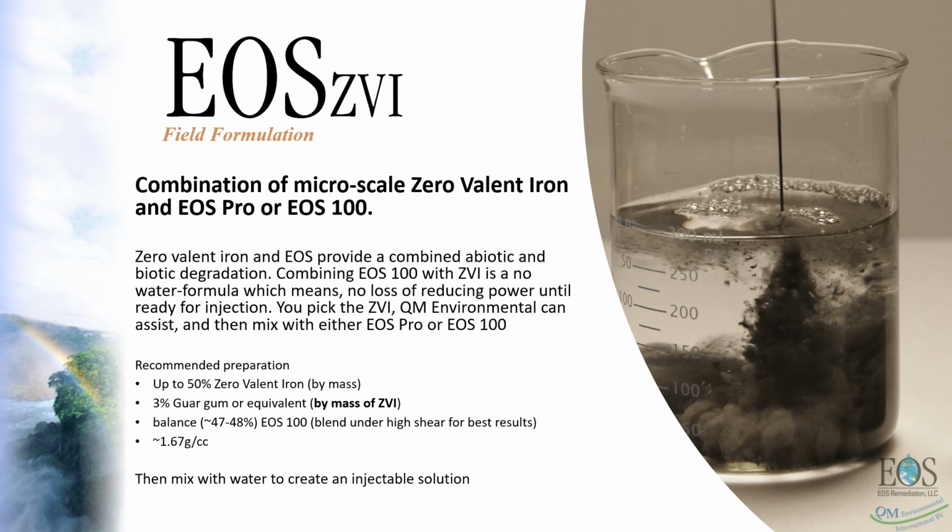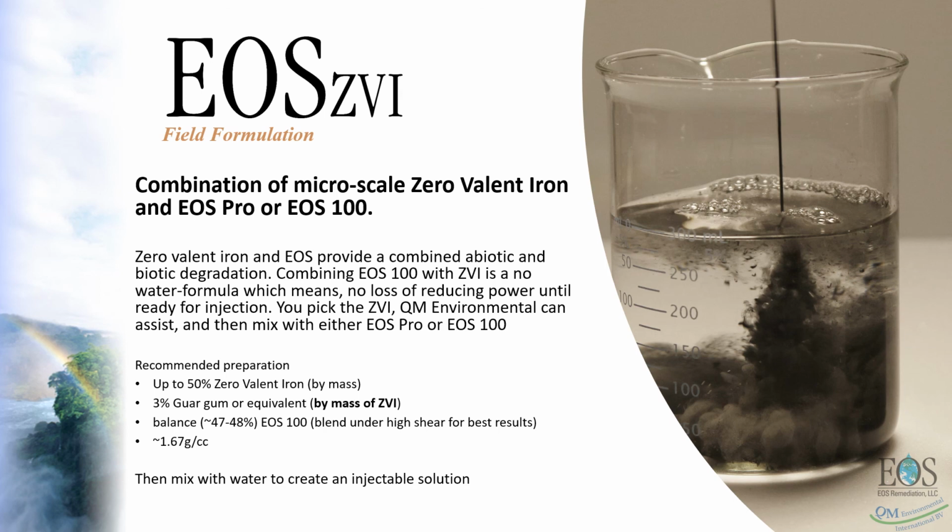So if you're considering combining zero valent iron and EVO, then you might consider creating in the field a product we call EOS ZVI. So you would utilize any microscale zero valent iron that you would like to use. You can contact QM Environmental to get a source of zero valent iron. And then you would mix that in the field with EOS, either EOS Pro or EOS 100. I would recommend that you combine ZVI with EOS 100.